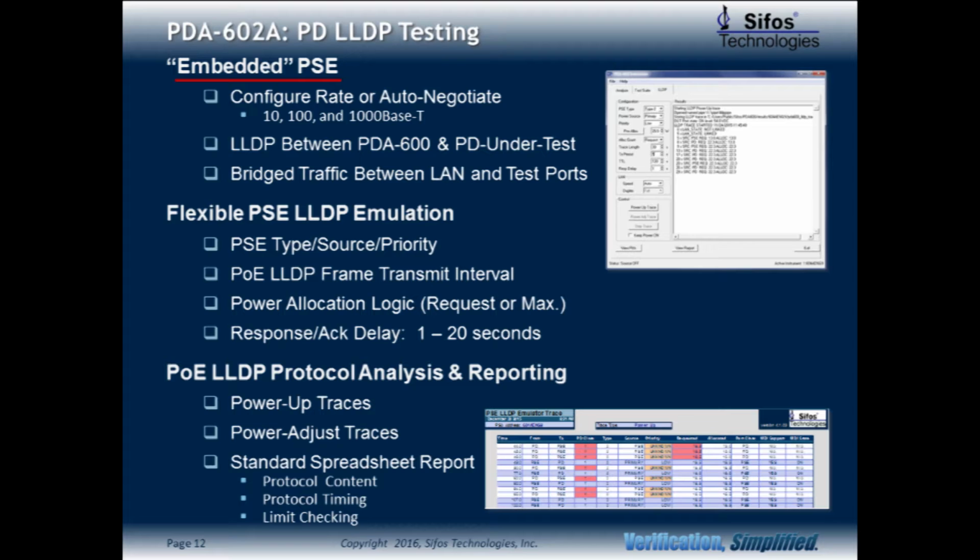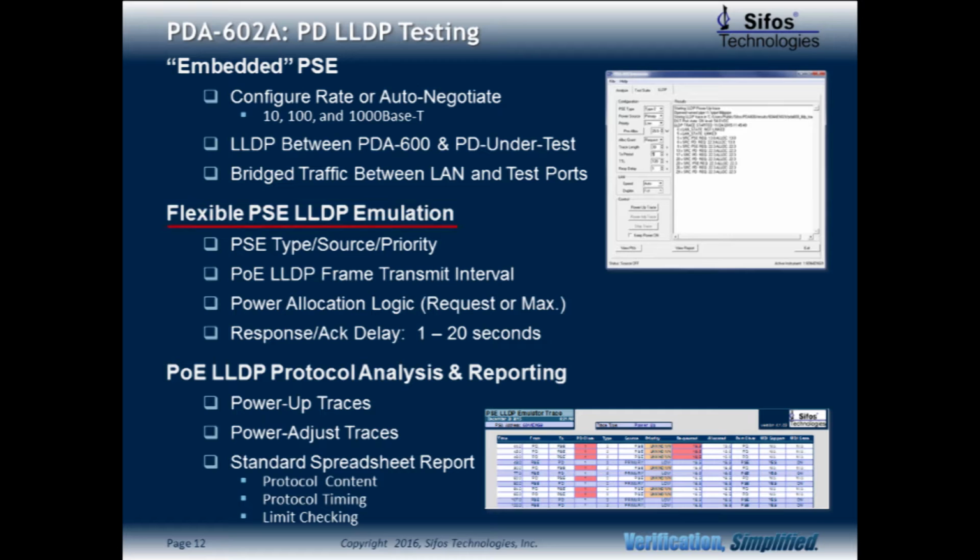The PD test report may be configured to 10, 100, or 1000 base T, or it may be auto-negotiated. This allows PD power draw to be evaluated with the various link rates. Remote LAN communications with the PD for purposes of control and traffic emulation may be conducted using the PDA LAN port while the 802.3 LLDP dialog concurrently takes place.